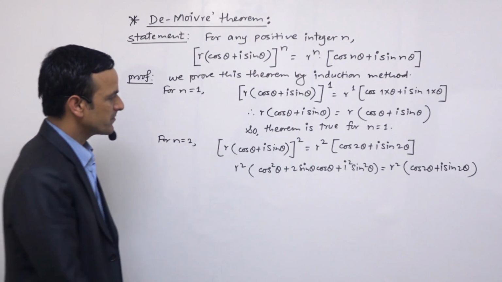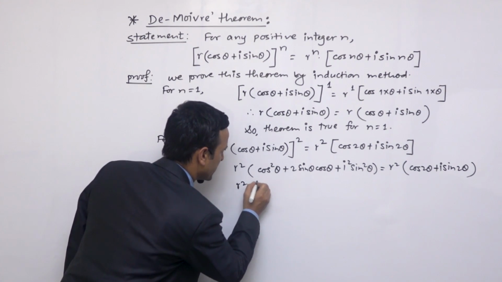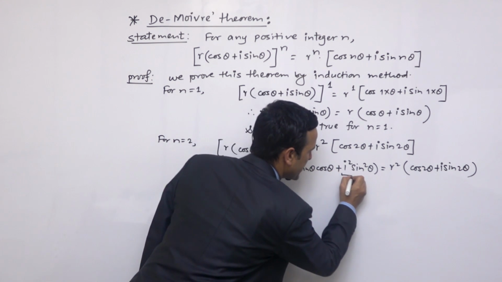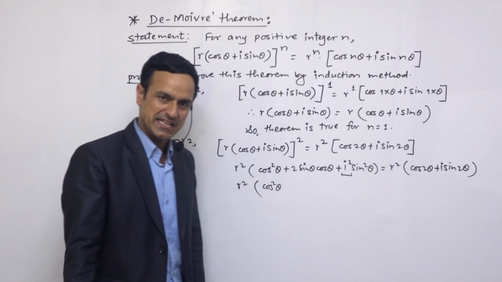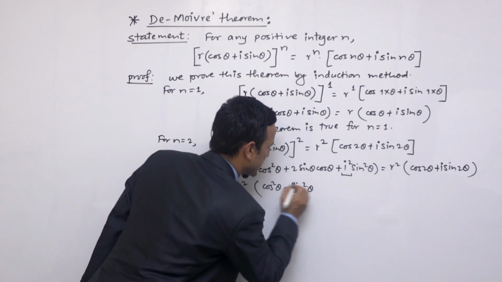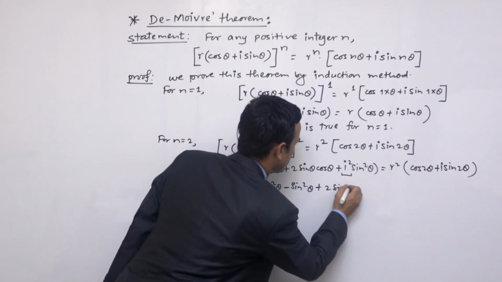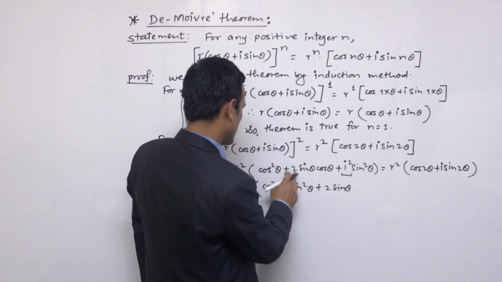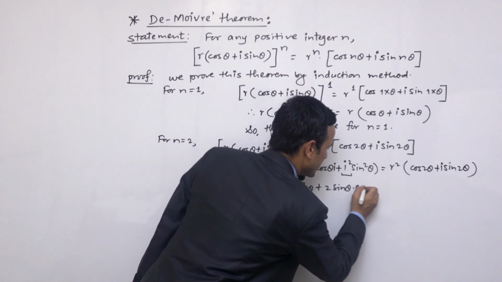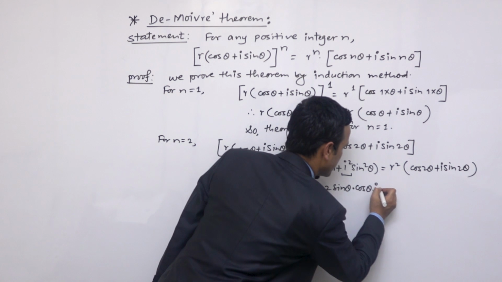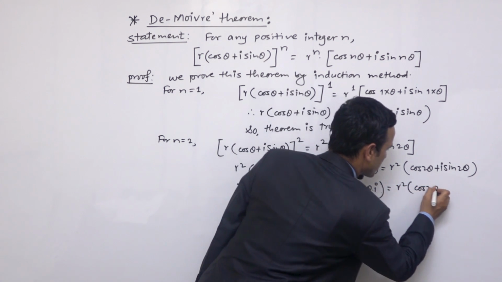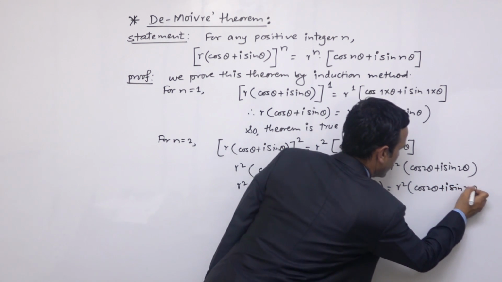This is the same. So r square, cos square theta, and I square means the value of I square is minus 1, so it will be minus sin square theta, and 2ab means here there is also I, so 2 sin theta cos theta into I. This is the value and it is the same as r square cos 2 theta plus I sin 2 theta.